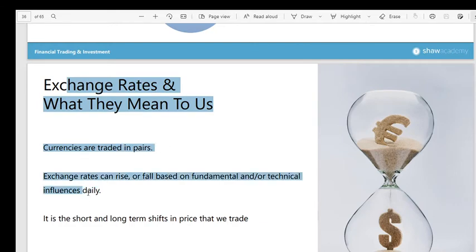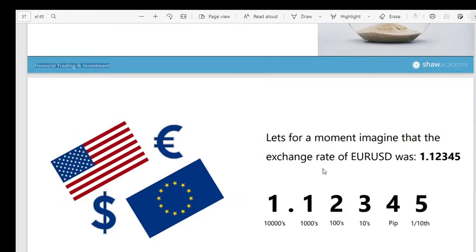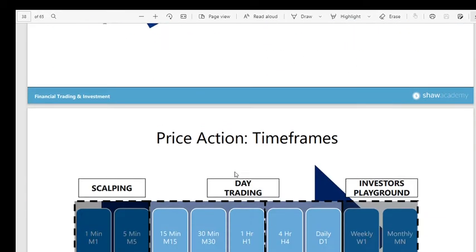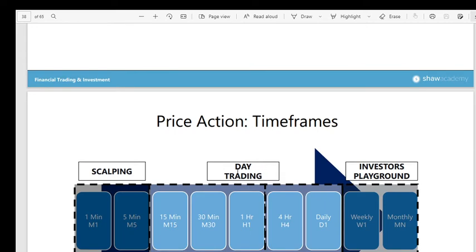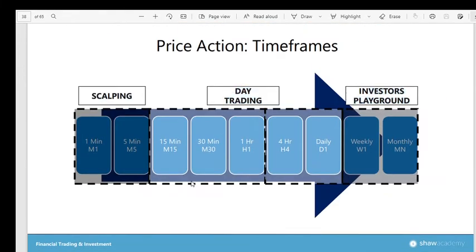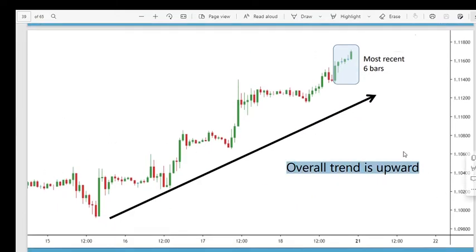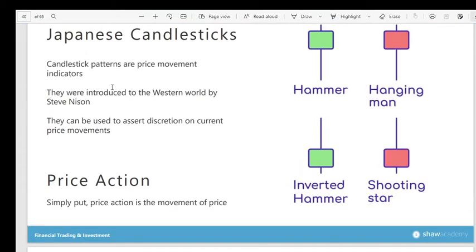Exchange rates of currencies are in pairs. Technical analysis shows short and long-term shifts in the prices we trade. There are three styles: scalping, day trading, and the investor's playground, with time frames of 5 minutes, 30 minutes, 1 hour, 4 hour and daily. The overall trend is upward, like this.